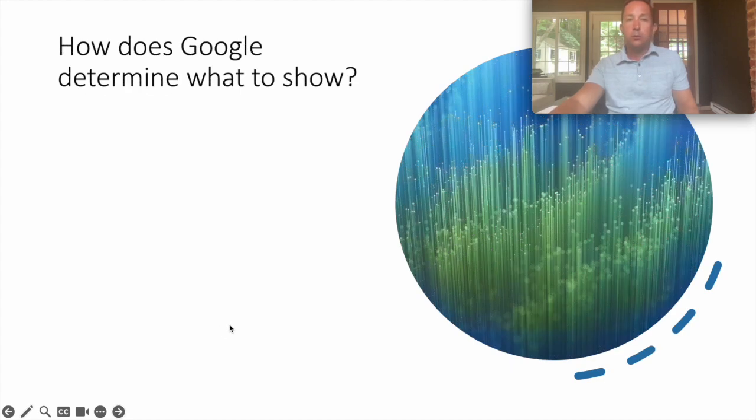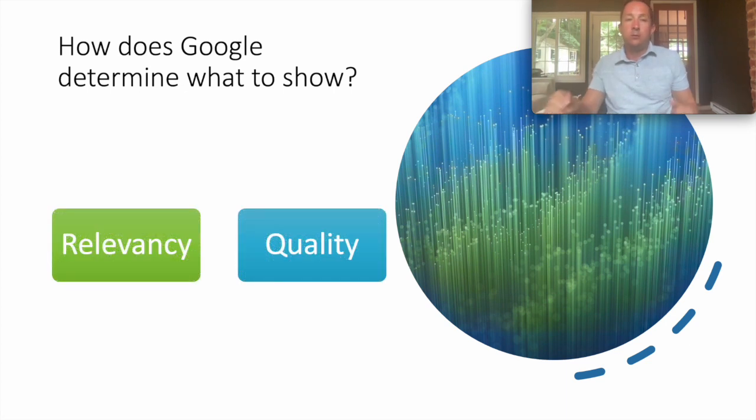So, how does Google determine what to show? They're in the business of answering questions for users and then serving ads next to those responses, right? So they want to be able to give the user the best possible response. So, how do they do that? It's really about relevancy and quality. For this particular search, how can I deliver the most relevant, highest quality answer to the user, right?